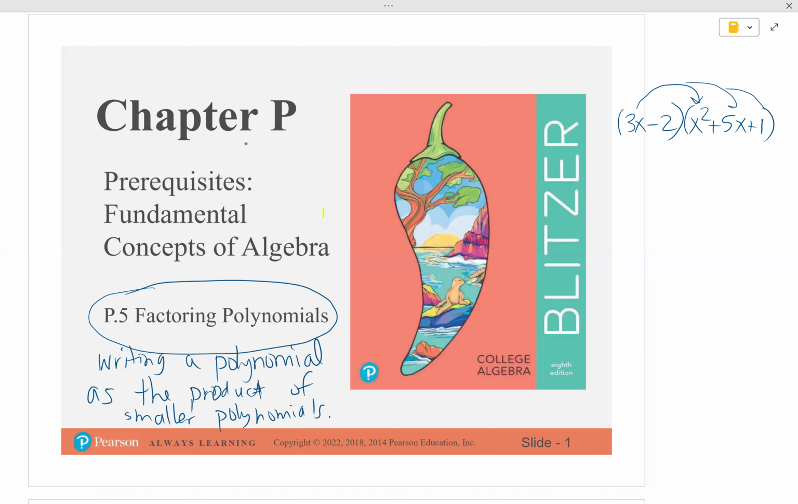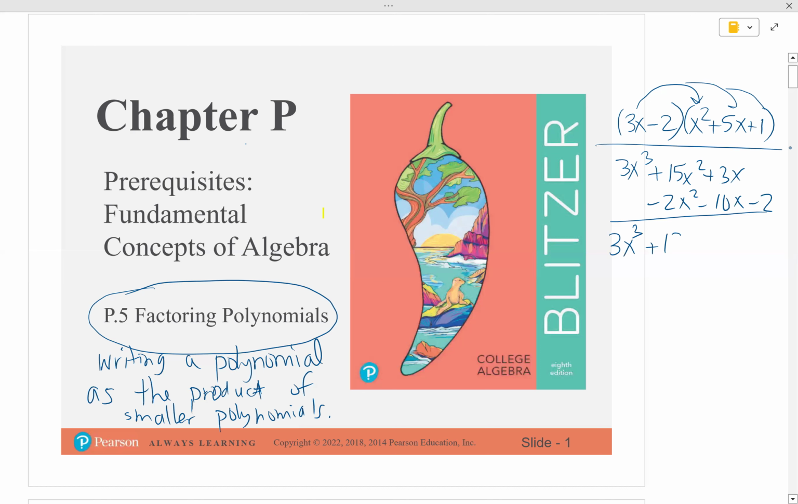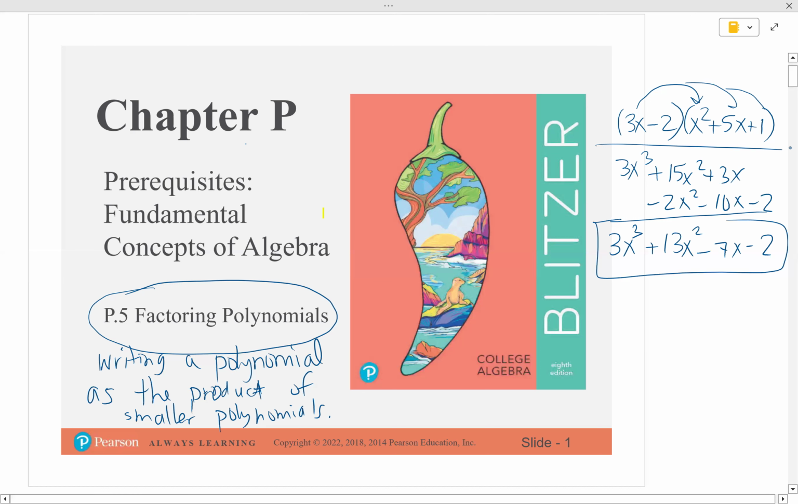So let me see, if I multiply this out, what would I get? 3x cubed plus 15x squared plus 3x minus 2x squared minus 10x minus 2. Once you do this a lot, you get good at it, or it goes quickly. So then we got the answer here so we can imagine what we're trying to do in this section.